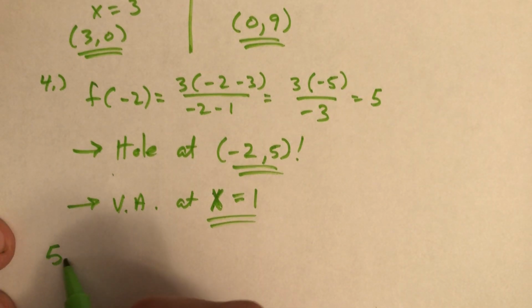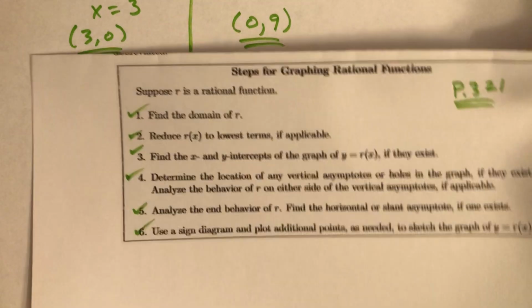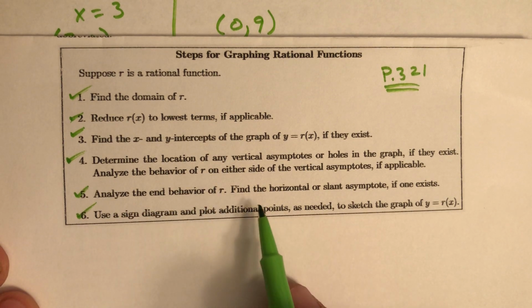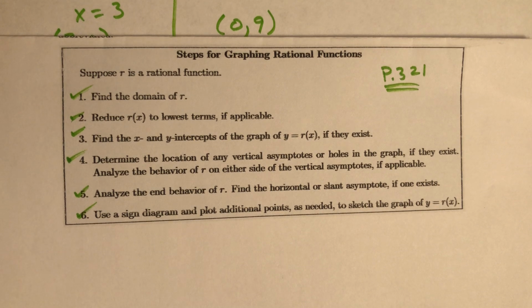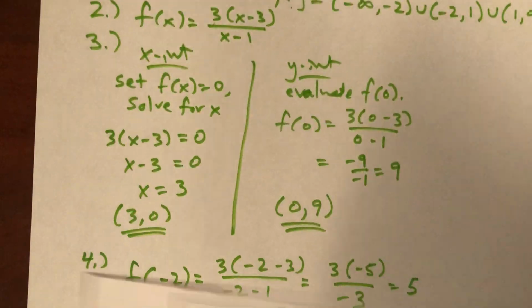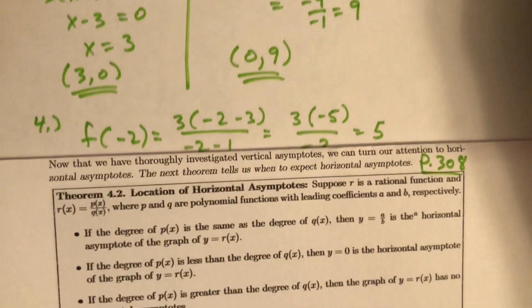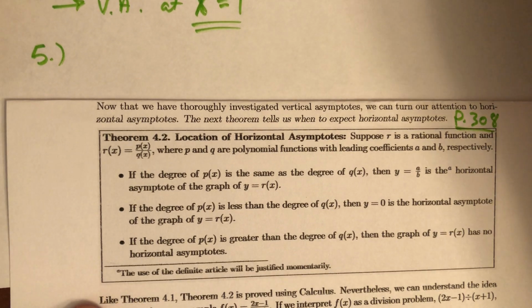Now we're going to do step 5. What is step 5? Analyze the end behavior of R. So that means we're finding horizontal or slant asymptotes if they exist. So we're looking for horizontal asymptotes now. Let's check out theorem 4.2. So theorem 4.2, location of our asymptotes.